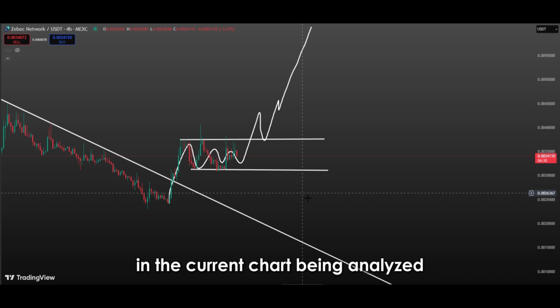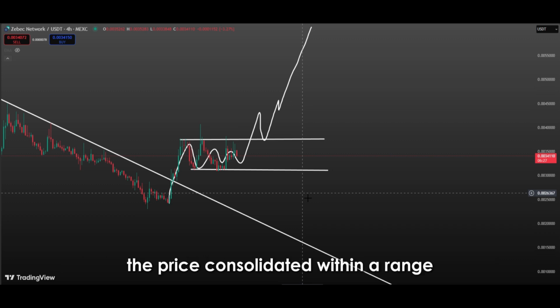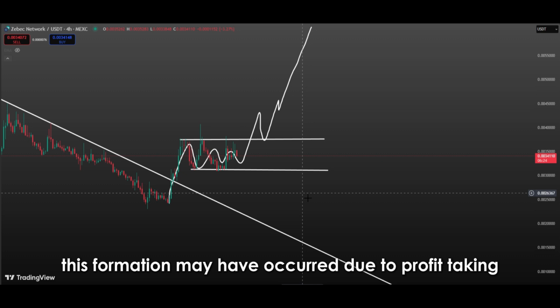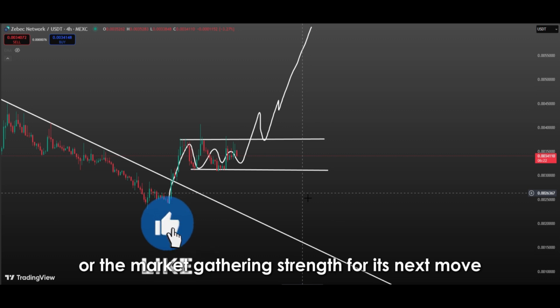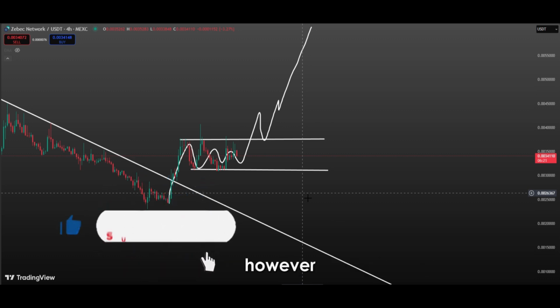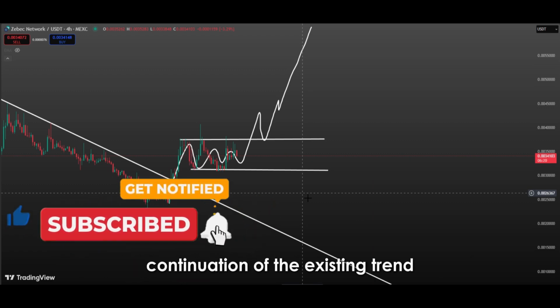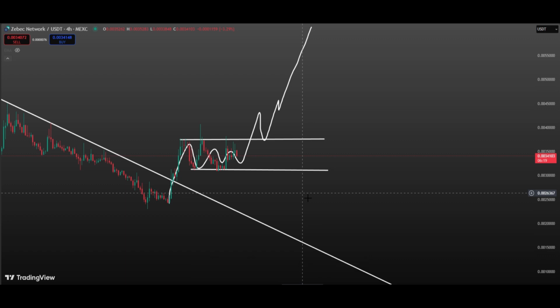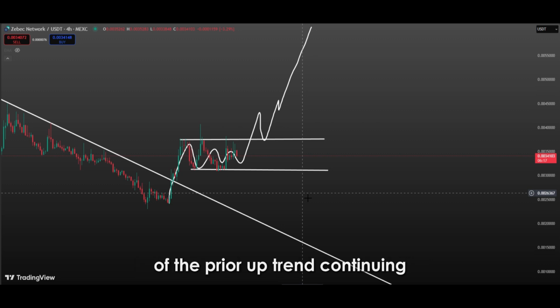In the current chart being analyzed, it is clear that the price is moving within such a flag structure. After the previous upward movement was completed, the price consolidated within a range without breaking its upward trend, forming a flag pattern in the process. This formation may have occurred due to profit-taking by investors after the rally, short-term selling pressure, or the market gathering strength for its next move. However, it's important to note that such sideways compressions typically signal a continuation of the existing trend rather than a reversal. One of the strongest aspects of flag patterns is that they signal a high probability of the prior uptrend continuing.